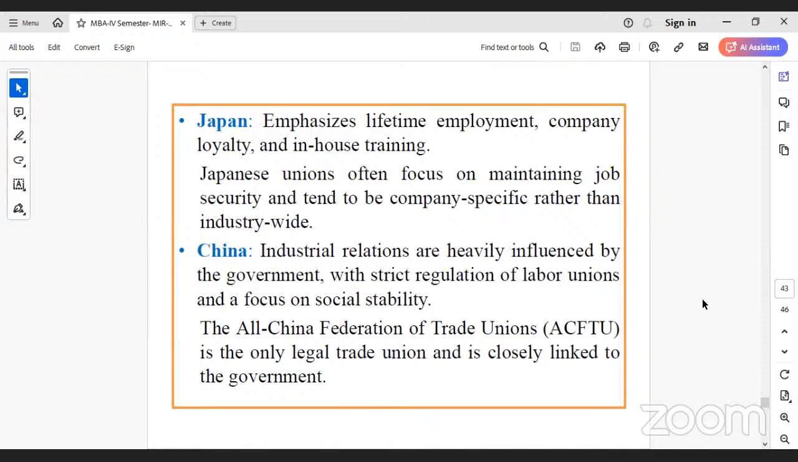And China. Industrial relations are heavily influenced by the government, with strict regulation of labor unions and a focus on social sustainability. The All-China Federation of Trade Unions (ACFTU) is the only legal trade union and is closely linked to the government. So in China, companies also have ties with the government.